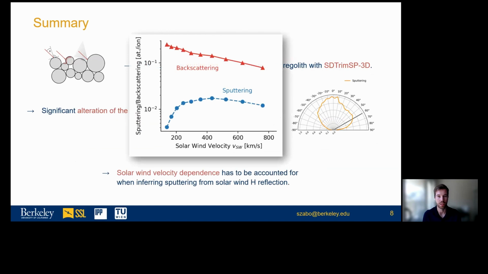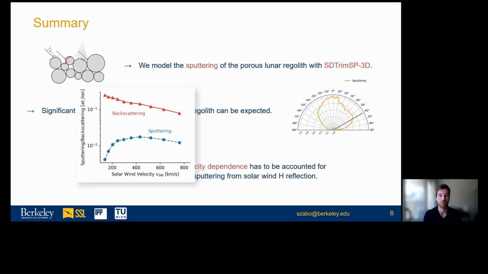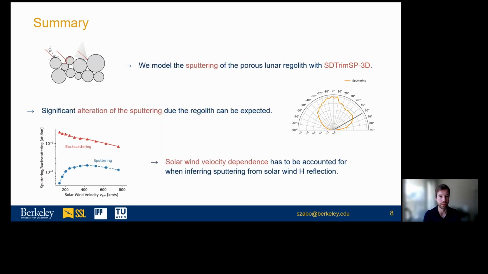And as I mentioned multiple times, there's generally a lot that we can learn about how the sputtering works from the observations of backscattering, but some key physical differences, such as the solar wind velocity, should be accounted for when comparing these two effects.